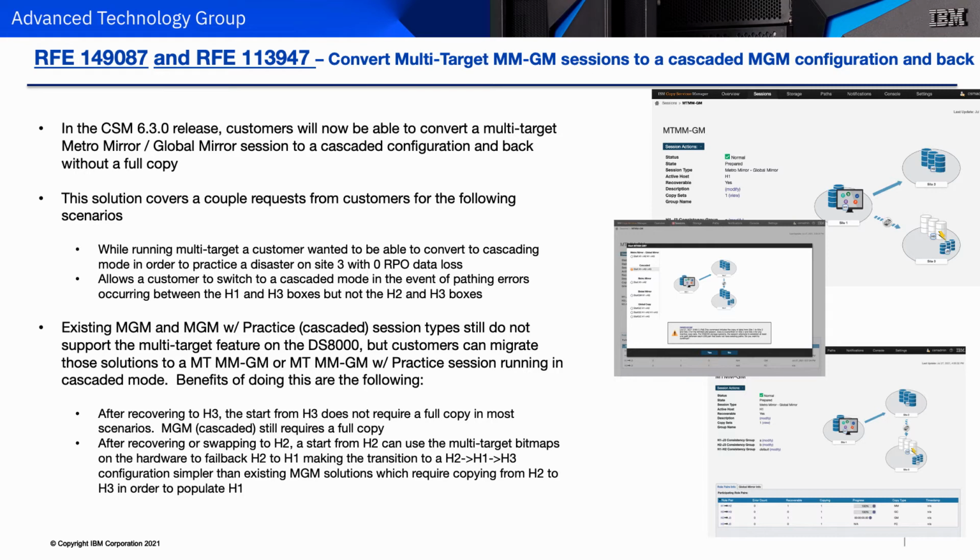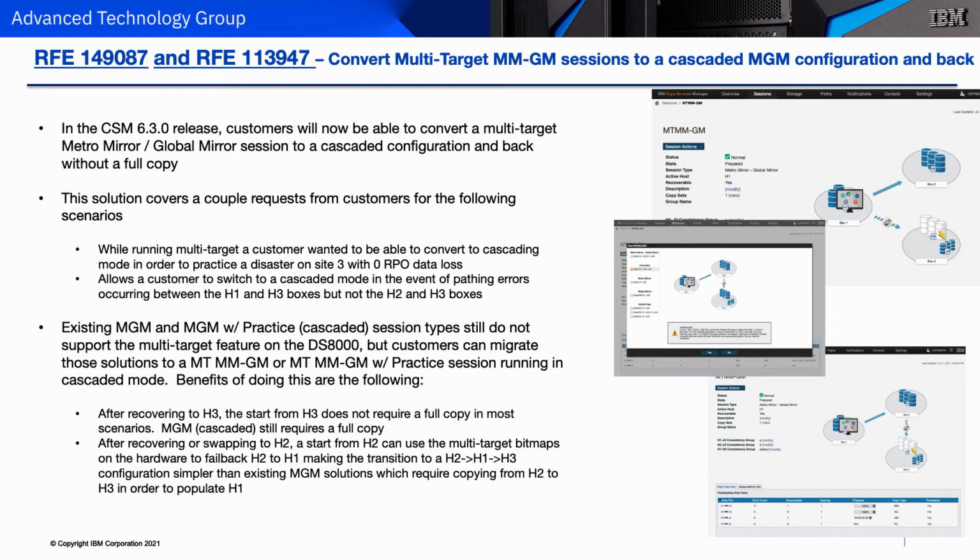So the first thing I want to mention is, in order to go from multi-target to cascaded, you have to suspend at least the global mirror leg. So you have to tell us essentially, hey, I'm about to convert. So you'll suspend that global mirror leg, and then at that time you'll see the start H1, H2, H3 command, as well as the start H1, H2, and start H1, H3 command. And if you issue the start H1, H2, H3, we will then convert it so that now you're doing the cascaded leg as the picture shows.